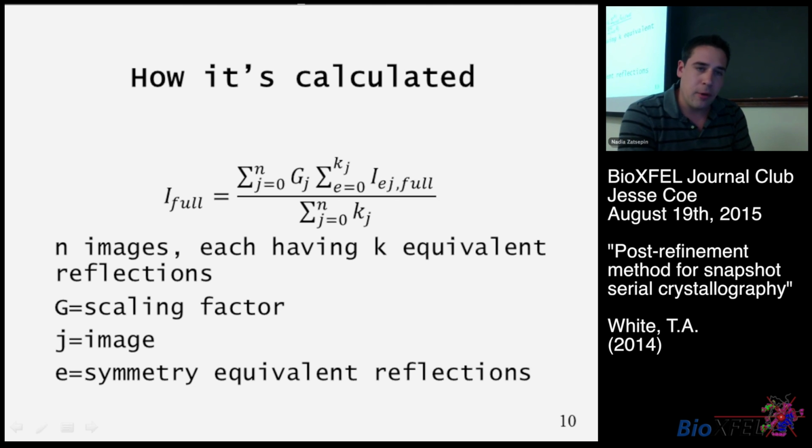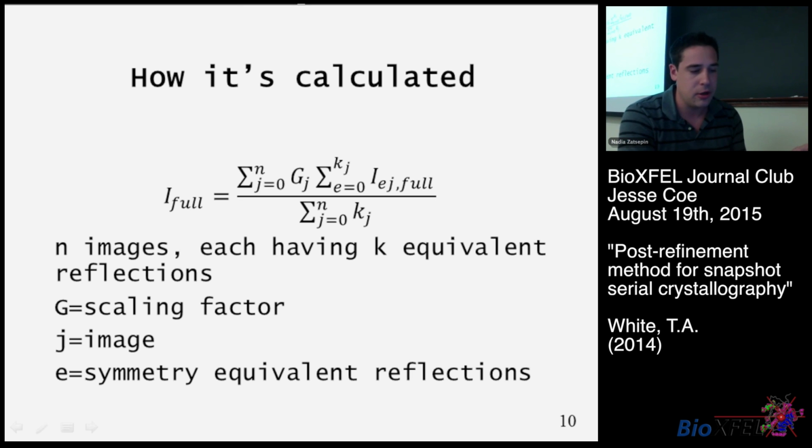So we've got three parts to this. One is this G, which is the scaling factor. This is going to take into account some of the variations from shot to shot, such as beam parameters. We've got the measured full intensity, which is what we assume after indexing, and then we would assign... I'm sorry, that actually should be partial, I believe. But the bottom part is going to be for K equivalent reflections.